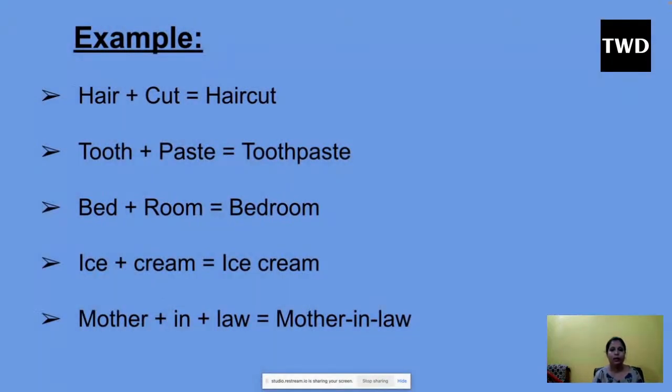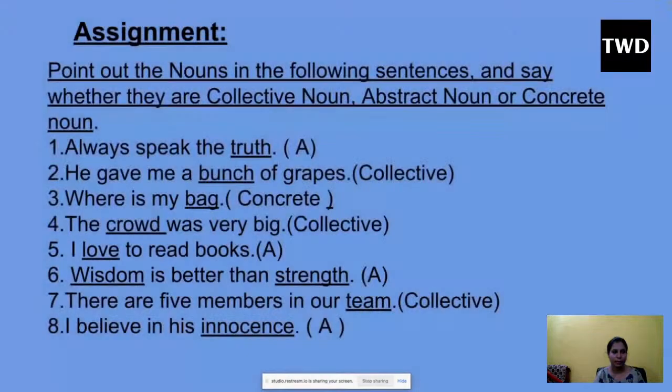Here, hair plus cut, haircut; tooth plus paste, toothpaste; bed plus room, bedroom; ice plus cream, ice cream; mother plus in plus law, mother-in-law. Can you see how we can frame a new word by adding some other words?